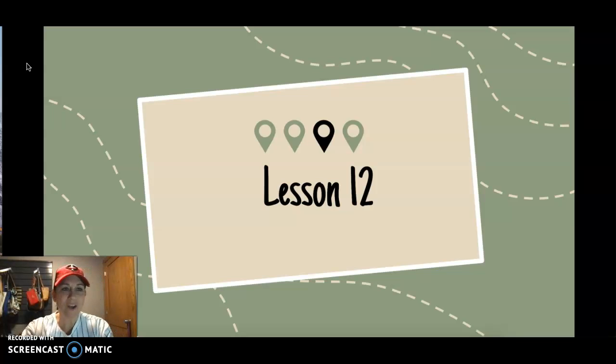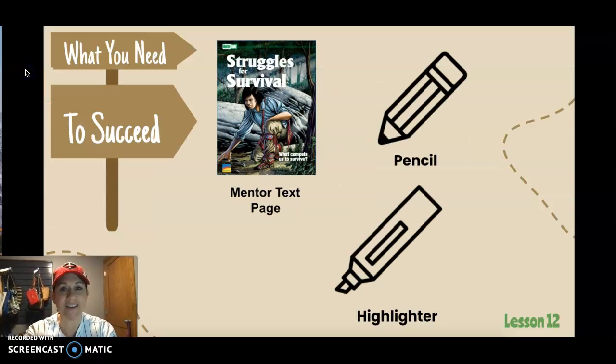All right, what you need to succeed is your mentor text, a pencil, and a highlighter. Grab those items and let's get started.